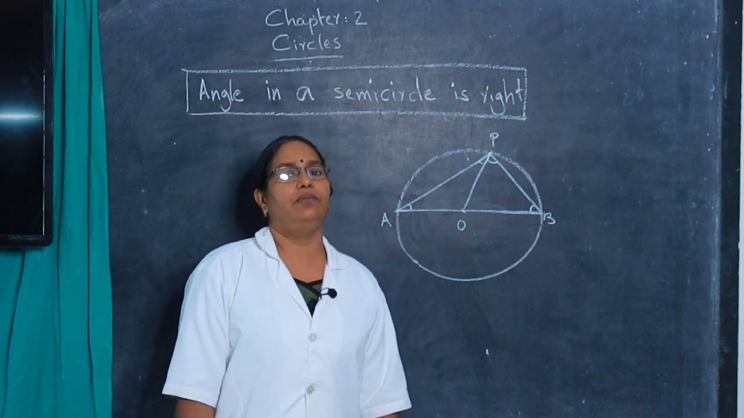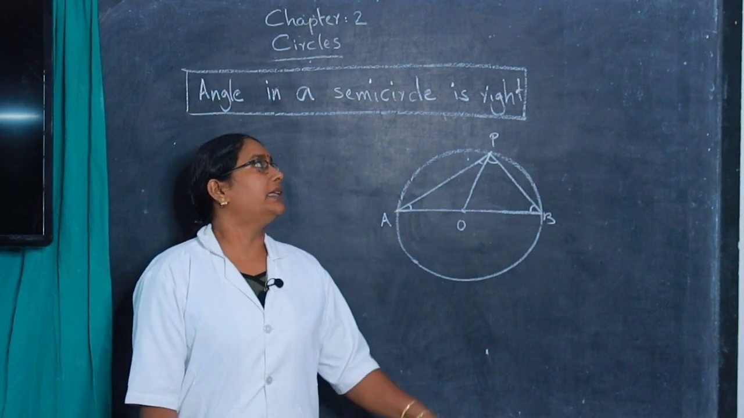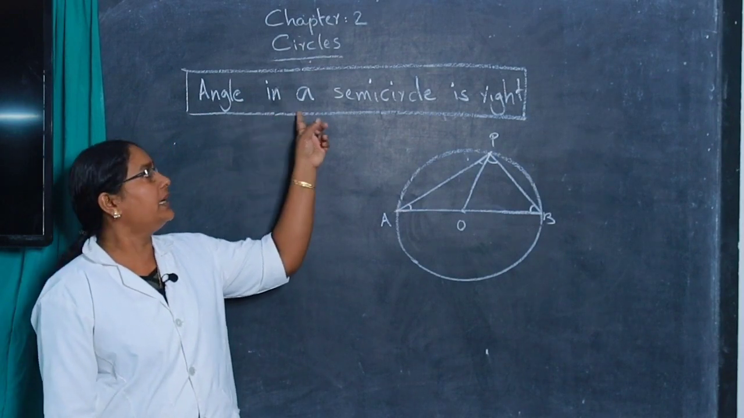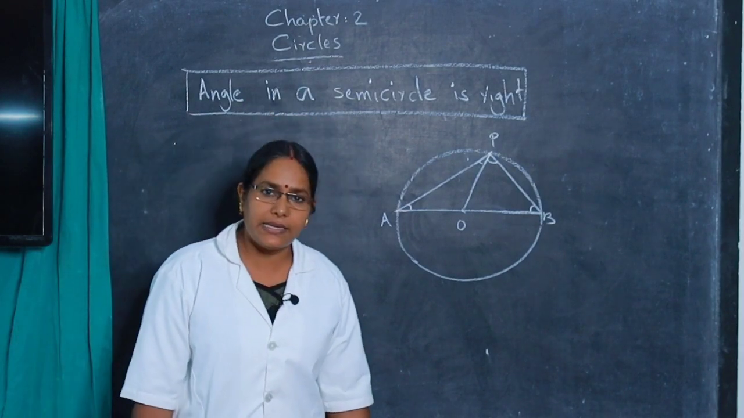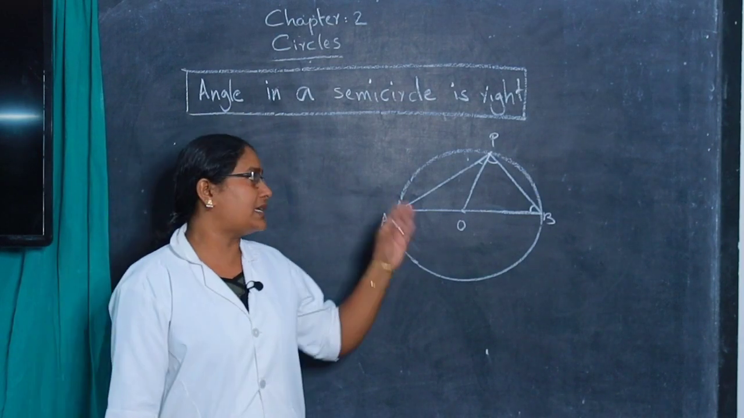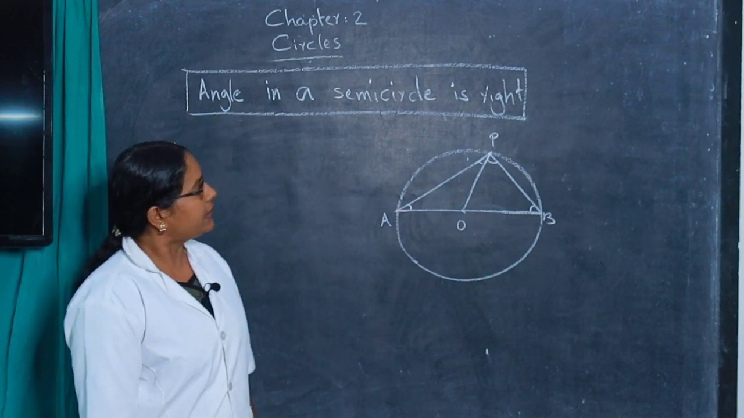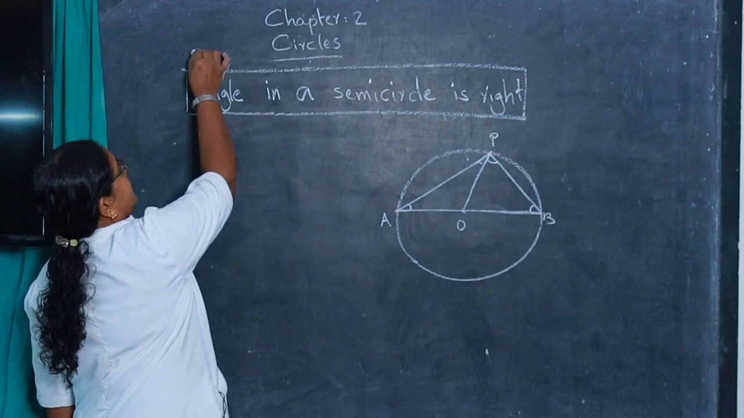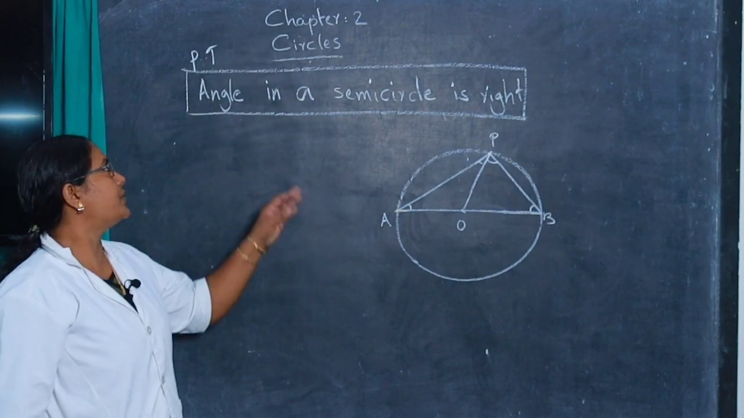We already studied one statement in the last class. That statement is: angle in a semicircle is right. We want to prove that. This is the first question, a proof question.